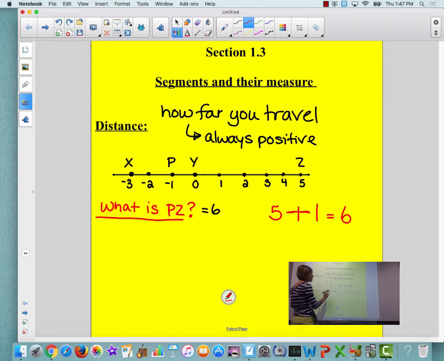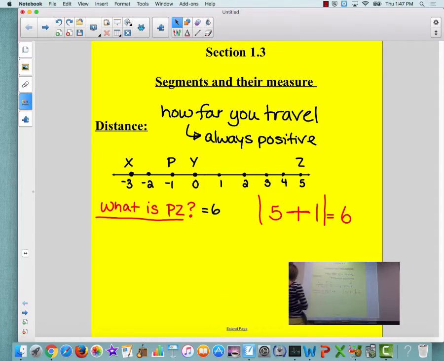But we have to remember, since distance is always positive, we're really always taking the absolute value. Absolute value will always give me something that's positive. So when you're doing that, remember, we're always looking for the absolute value. But if you really want to, you can take the endpoints and subtract them. All right, so let's try that. Okay, so let's go to the next page.